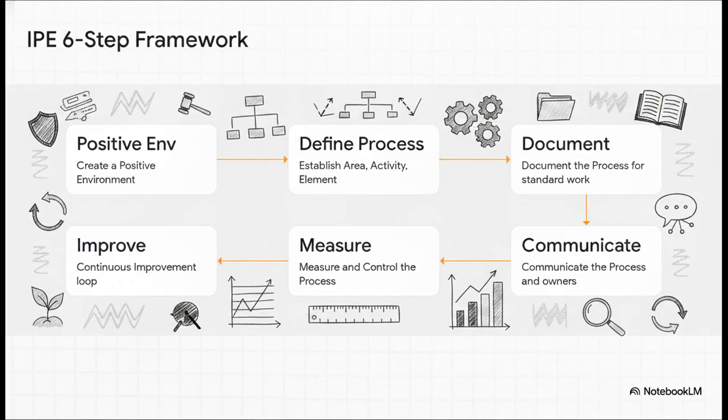Fifth, measure and control to set your performance limits. And sixth, continuous improvement, which establishes a loop for corrective actions. This sequence, this is the hard, necessary work that gives your AI something genuinely worth recording.